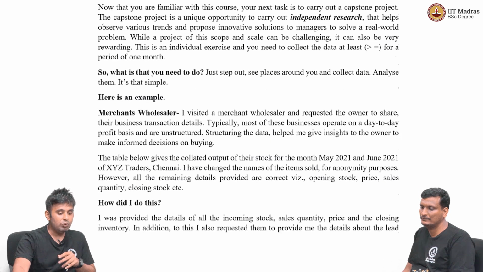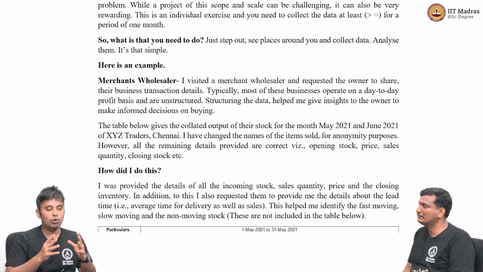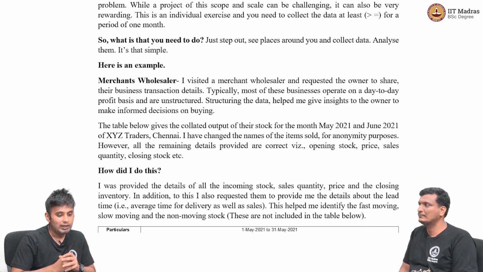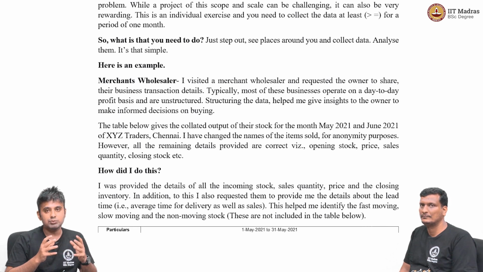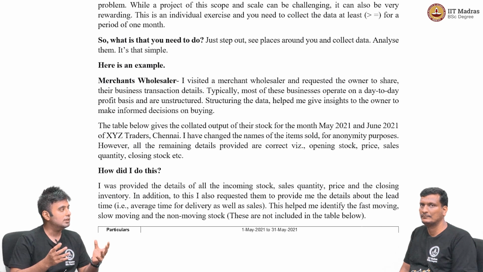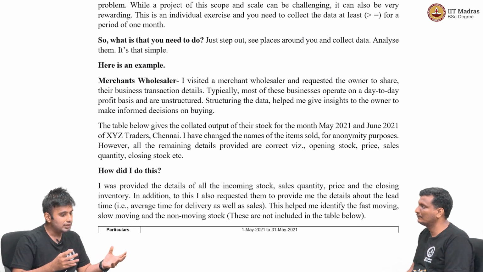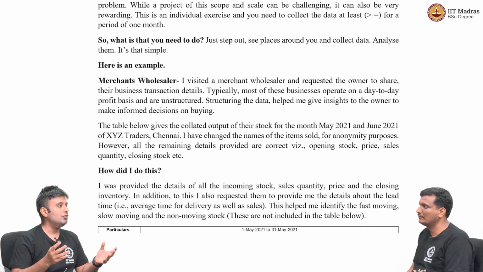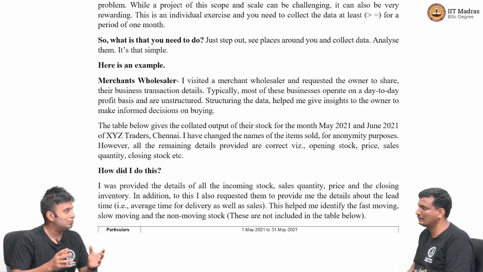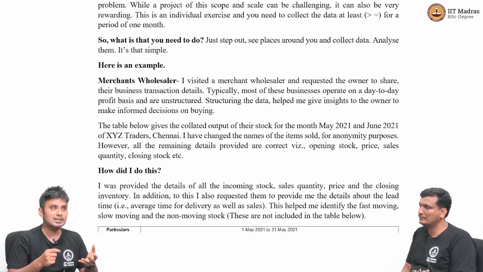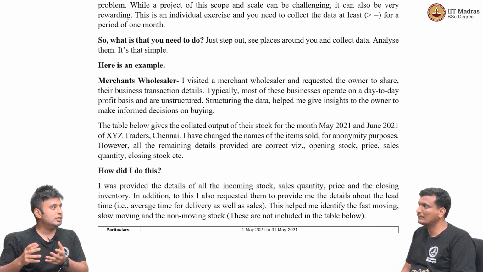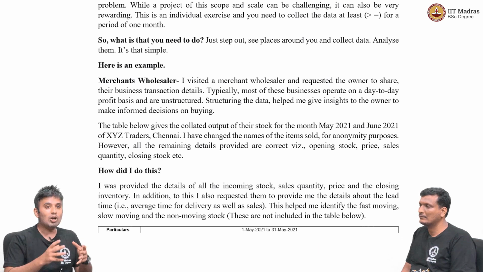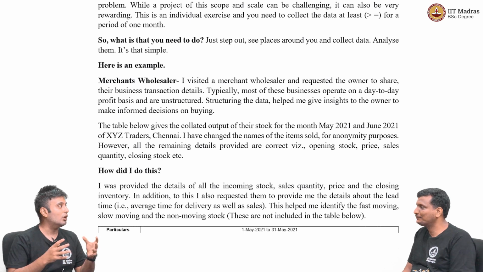So what we did is that we both visited a merchant wholesaler and requested the owner to share certain transaction details. Most of these businesses, like merchant or wholesale businesses, operate on a day-to-day basis, and most of their transactions are recorded in books rather than software. All these softwares are used in supermarkets and the like. But if you go to a sabji mandi, a marketplace, you don't have any complex systems in place. They just have a book where they note their day-to-day transactions. And if you ask them, what is the difference between last month's sales and this month's sales, they will not be able to give you an accurate description of what has really happened.